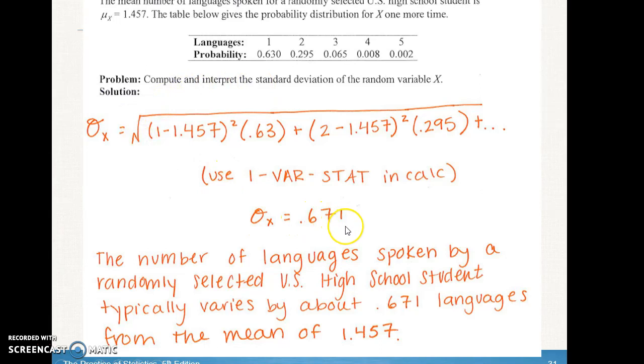Okay, so in any case, on your homework, you can use this to fill in your final answer. And I even went ahead and interpreted it for you.